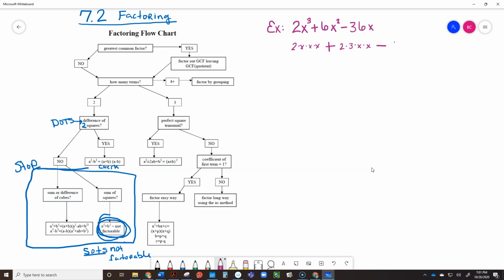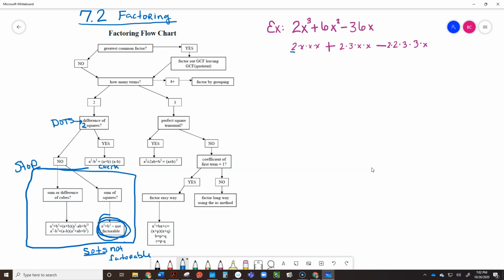Boy, that's got lots. It's definitely 2 times 3 times 3 times 2, I think, times x. 2 times 2 is 4. 4 times 3 is 12. 12 times 3 is 36. Okay, so what you should see here is, let me get a different color.